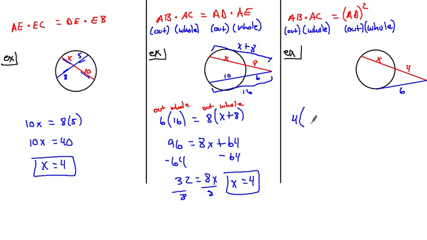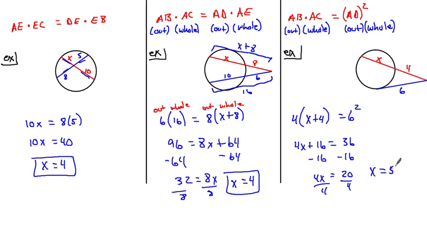The outside is 4, and the whole is x plus 4. And that equals the outside times the whole of the other piece, which is just going to be 6 times 6, so 6 squared. So 4x plus 16 equals 36. Subtract 16, 4x equals 20, divide by 4, x equals 5. Not the hardest thing we've ever done, right?